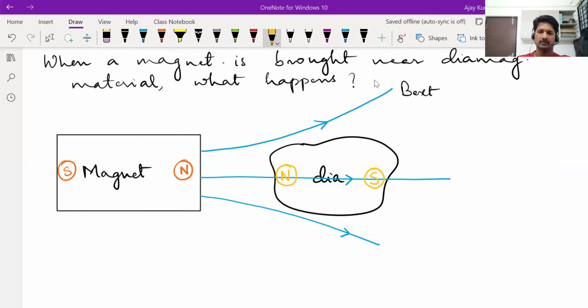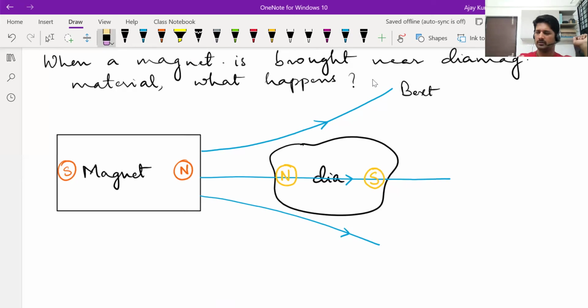Did you all understand? Can you explain once? Okay. This magnet, which we brought near the diamagnetic substance, produces a magnetic field. Every magnet produces a magnetic field. I assumed this magnet's north pole was nearer to the diamagnetic substance. Now, if north pole is nearer, field lines generally come out of the north pole. Outside the magnet, field lines go from north to south.